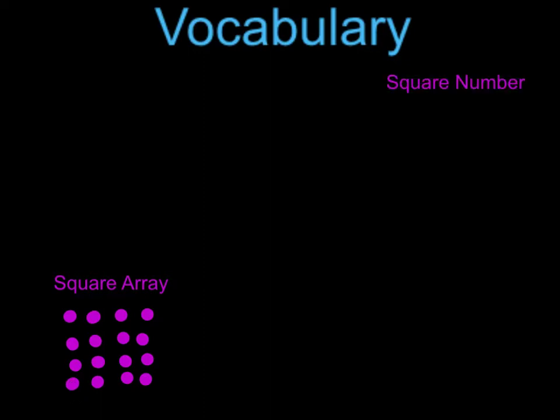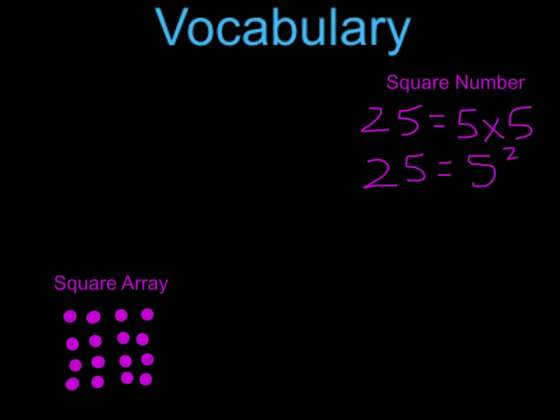Next, we have the term square number. This is any number that is multiplied by itself to come up with a product. For example, 25 is a square number because 5 times 5 is 25. You can see that we multiplied 5 by itself to get the product 25. Another way to write this is 25 equals 5 squared or 5 to the power of 2.